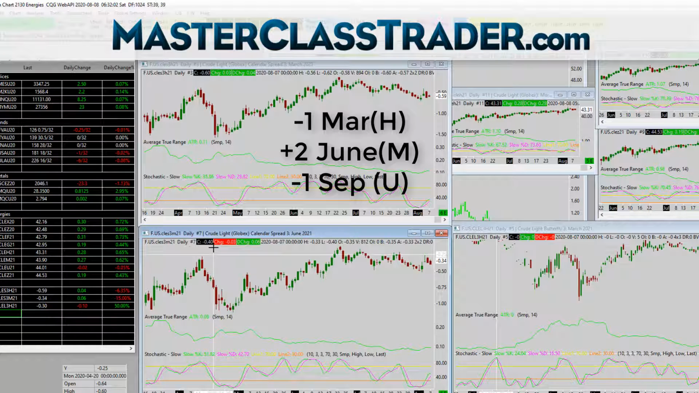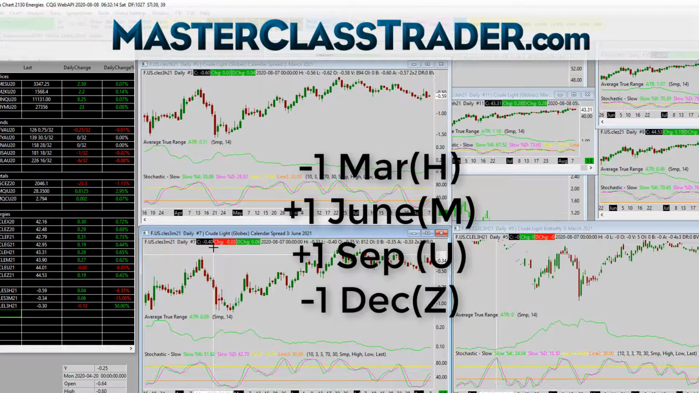As a side point, if you've ever heard of the Condor, it is the same thing. Two spreads, a bull spread and a bear spread, but not with that overlapping middle contract. So a Condor would be, for example, selling March, buying June, buying September, selling December.